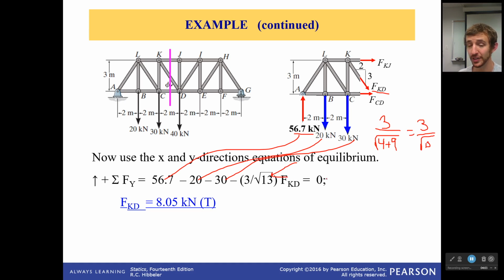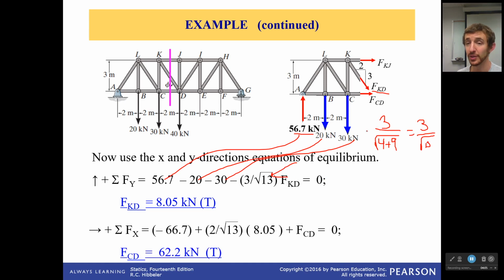From that, we solve for force KD. We have only one last equation, which is sum of the forces in the x direction. And if we use that, we get that force CD is 62.2 kilonewtons. So it works out good, works out fun, and we're able to solve. And you can see that everything worked out fine with how they drew the arrows. However, if you draw the arrows wrong, you'll just get a negative sign, which tells you need to flip it around. Or if you drew it as tension, it was supposed to be compression. If you drew it as compression, it was supposed to be tension.